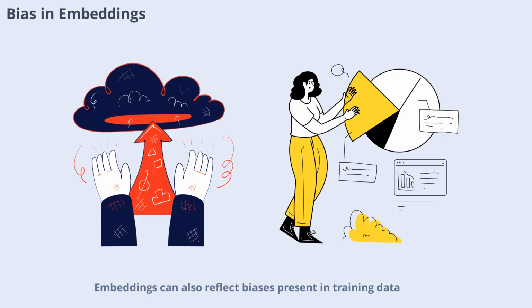Embeddings can also reflect biases present in training data. If the data contains stereotypes or imbalances, the model's embeddings may reinforce these issues. Ongoing research aims to detect and reduce bias, making LLMs more equitable.